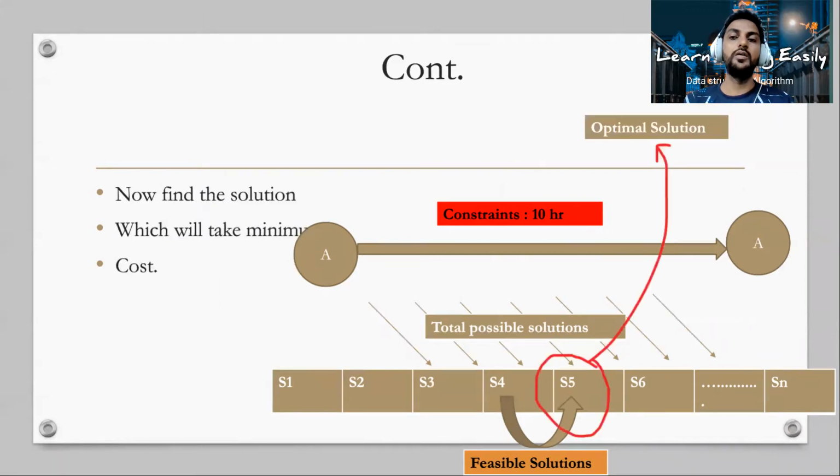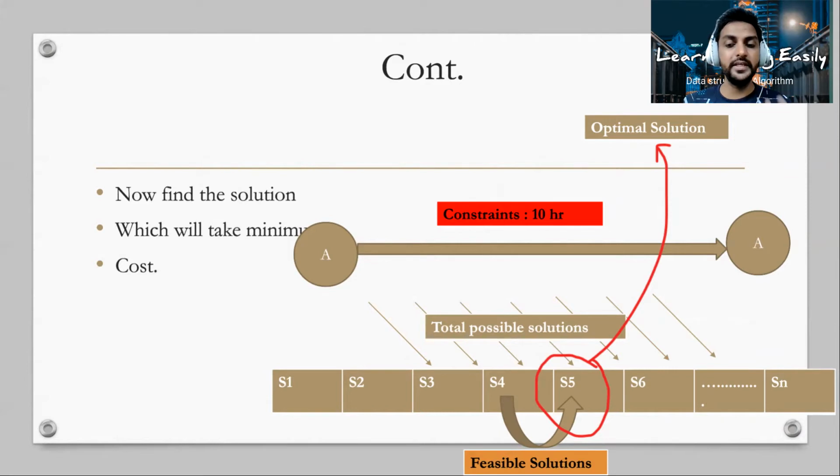All right. Now let me extend this problem a little bit more. I was talking about the constraint already, but I also want the solution which will take the minimum cost. After the constraint, we got two solutions, S4 and S5, which are our feasible solutions. Now, out of these two solutions, I want the one which will take minimum cost. Both solutions could have the same cost, but let us think that both solutions' costs will be different.